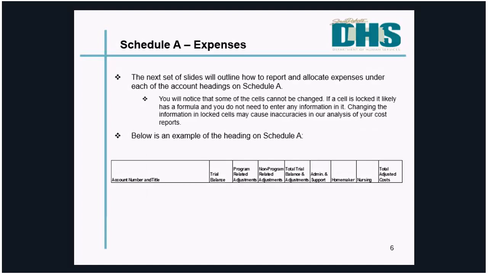As you see, this is the heading for Schedule A. Account number, trial balance, that is your expenses per trial balance. And then you have program related adjustments, and then non-program related adjustments. And then the next column over is the net of the trial balance amounts minus or addition of program and non-program related adjustments. And then your admin and support, and then how you would allocate them to either homemaker and nursing, and the admin and support is also an allocation. And then your total adjusted costs should be the total of admin and support, homemaker and nursing columns.